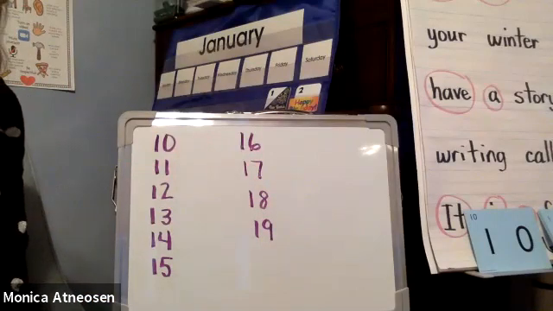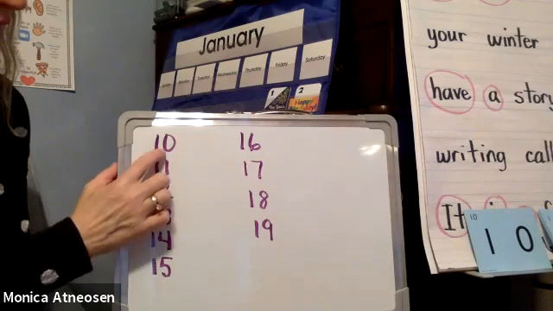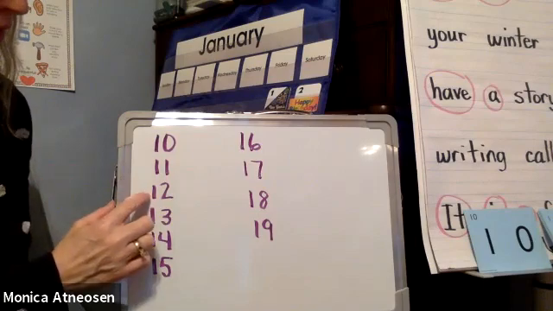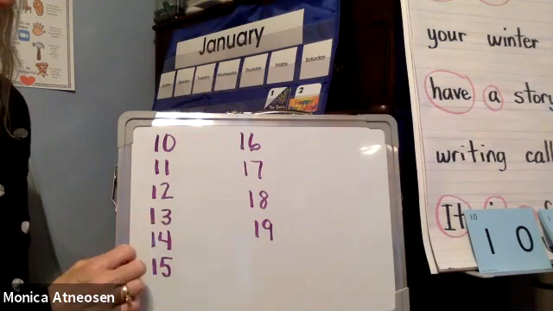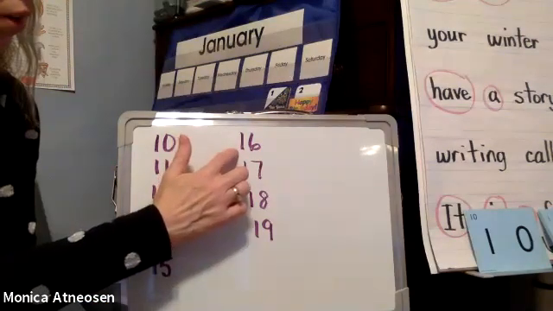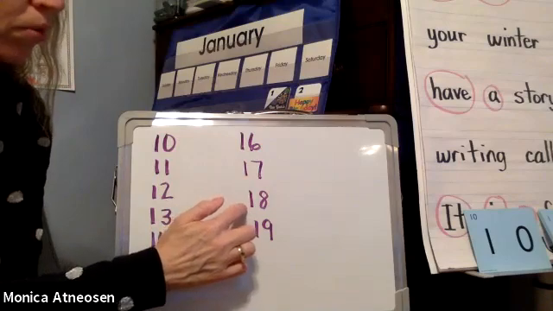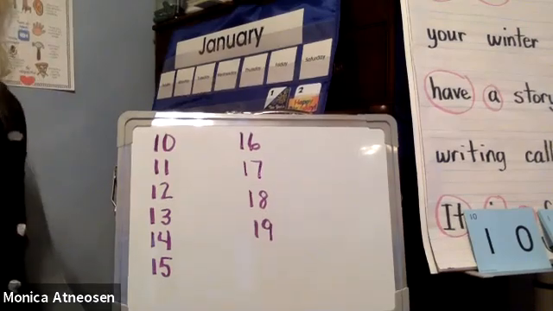And when we look at that and think about that, we see one group of 10 and 0 ones, one group of 10 and 1 one, one group of 10 and 2 ones, one group of 10 and 3 ones, one group of 10 and 4 ones, one group of 10 and 5 ones, one group of 10 and 6 ones, one group of 10 and 7 ones, one group of 10 and 8 ones, one group of 10 and 9 ones.